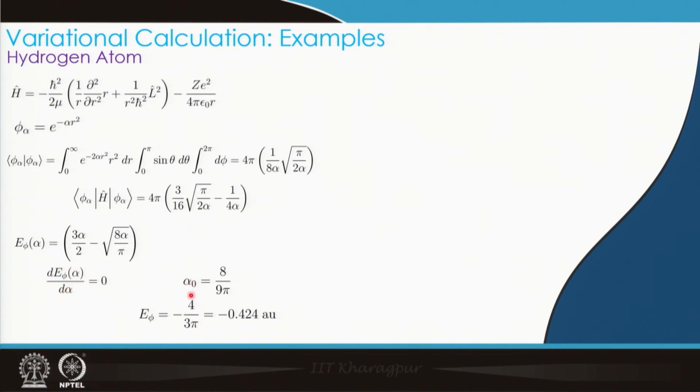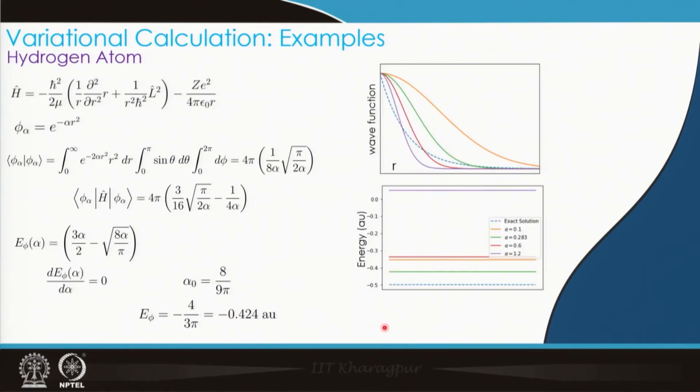If I do this exercise just like the previous cases, I would obtain alpha 0 equals 8 divided by 9 pi. Now, when I plug this value of alpha 0 into the energy, I obtain a value of energy as minus 0.424 atomic unit. If you remember, the true ground state energy of the hydrogen atom is minus 0.5 atomic unit. So, you see that it does not provide the exact value, but let us again do this numerical exercise with different values of alpha to find out how we are approaching the true solution.